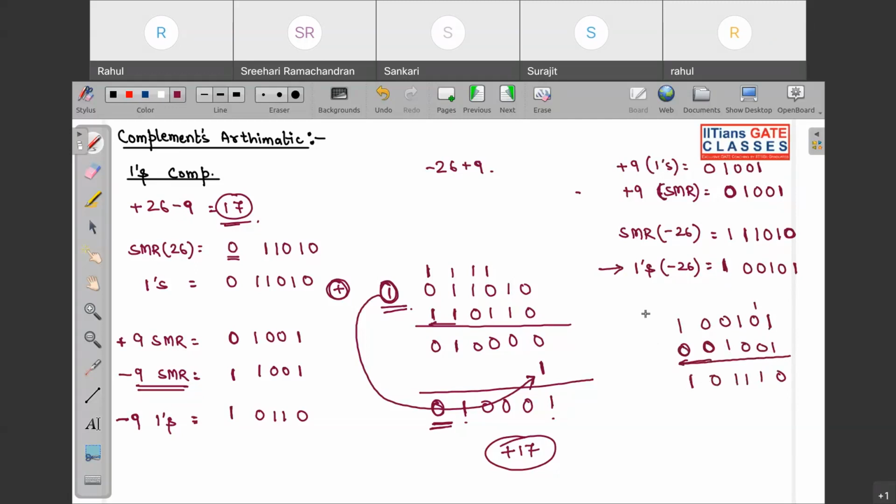See, no carry is generated. No carry generated means negative number. And over here also you can see that the sign bit is 1. So that means this indicates a negative number. And if this is a negative number, for getting your result, you need to take ones complement once again. So this is 1, sign bit copied, and take ones complement. So this will be 1 0 0 0 1. So this is your minus 17. Okay, so minus 17 you are getting this time. Did we understand this or not?